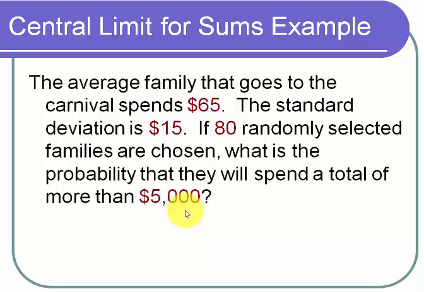So we can use the central limit theorem for sums. Notice also we have 80 randomly selected families, so we don't have to assume we have a normal distribution. We can conclude that the distribution of sums is normal because our sample size is 80, which is greater than 30.